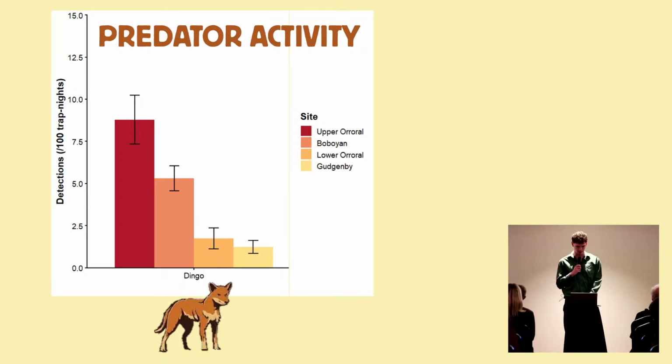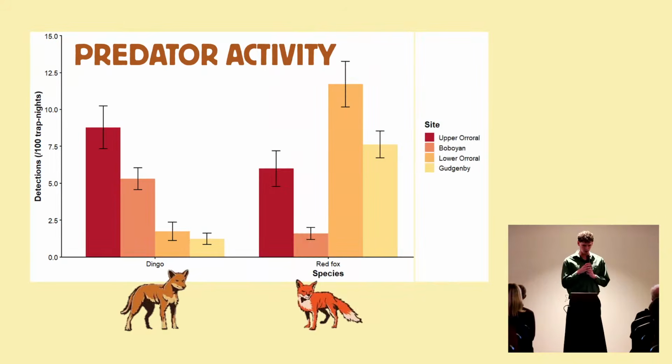So here we have foxes. And we can already see, like the theory that I described before with the mesopredator release, that at the sites where we have high dingo activity, we had lower red fox activity. And then the 2 sites where there's low dingo activity, we had quite high fox activity. So this is sort of suggesting that fox activity may be suppressed by dingo activity.